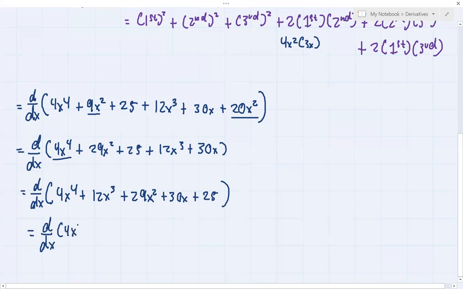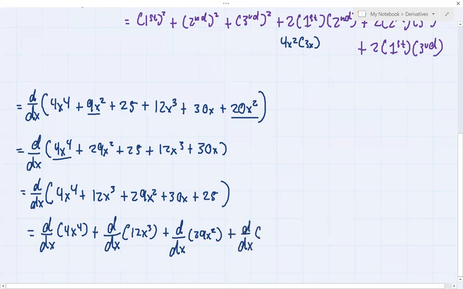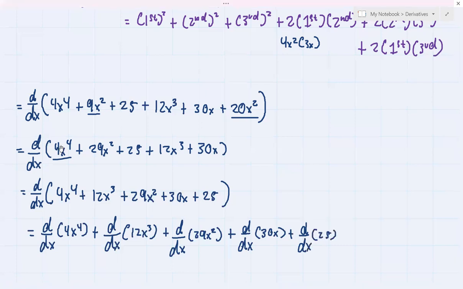So we have 4x raised to 4 plus the derivative of 12x raised to 3 plus the derivative of 29x squared plus the derivative of, ang haba naman ito. Basta, yeah, i-differentiate mo lang yung kada term. Yeah, 30x. Plus the derivative of 25. Ayan. There we go. Now we can differentiate them one by one.